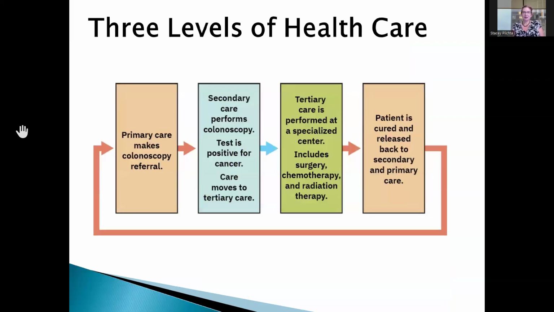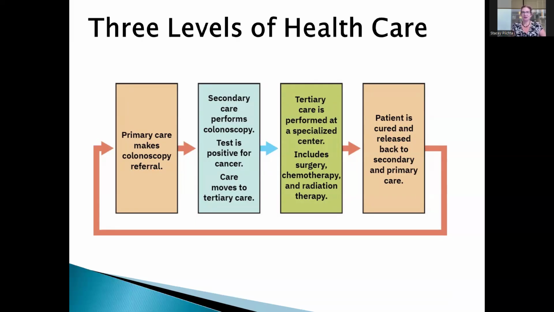So let's use the example of somebody being screened for colon cancer. The primary care physician or nurse practitioner, physician's assistant would make the colonoscopy referral. The secondary care professional performs the colonoscopy, usually a gastroenterologist. This can be performed in their office or in an outpatient hospital setting. Typically requires more expertise than could be done by a primary care professional in their office.